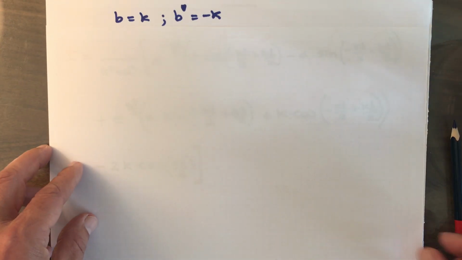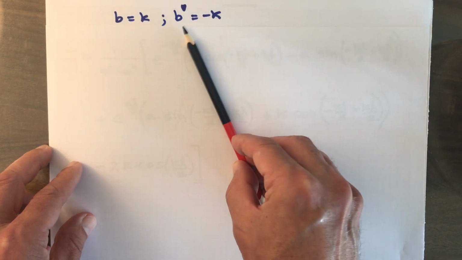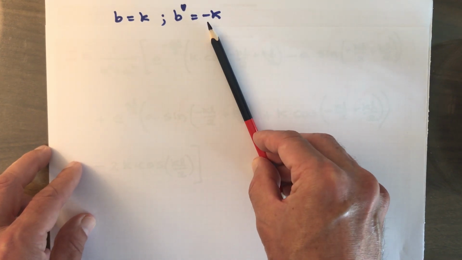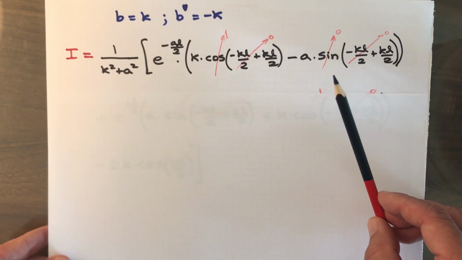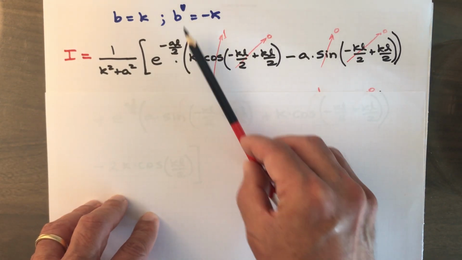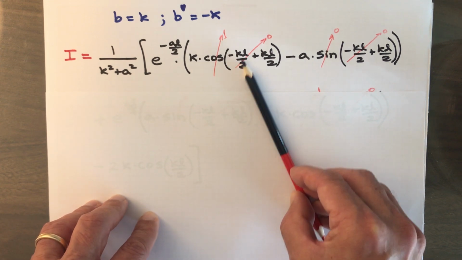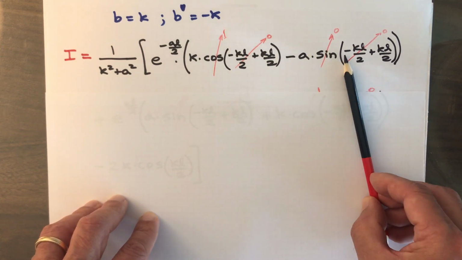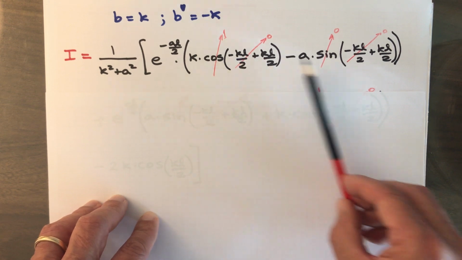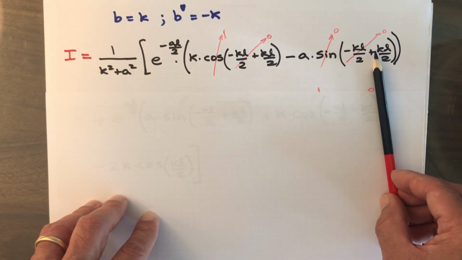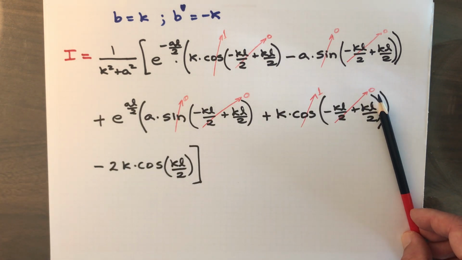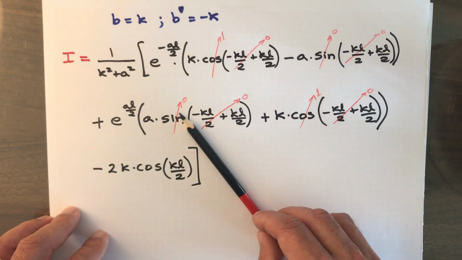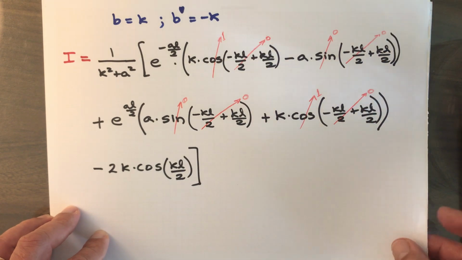Next, what we do is we replace these two terms, b equals k and b prime equals minus k. That's that important negative sign that we were just discussing. That gives us the following. When we put in b here, minus kl over 2 plus kl over 2 goes to 0, and that's a cosine of 0, which is 1. This term goes to 0, the sine of 0 goes to 0, and similarly over here. So we start noticing that a few of these terms are dropping away.